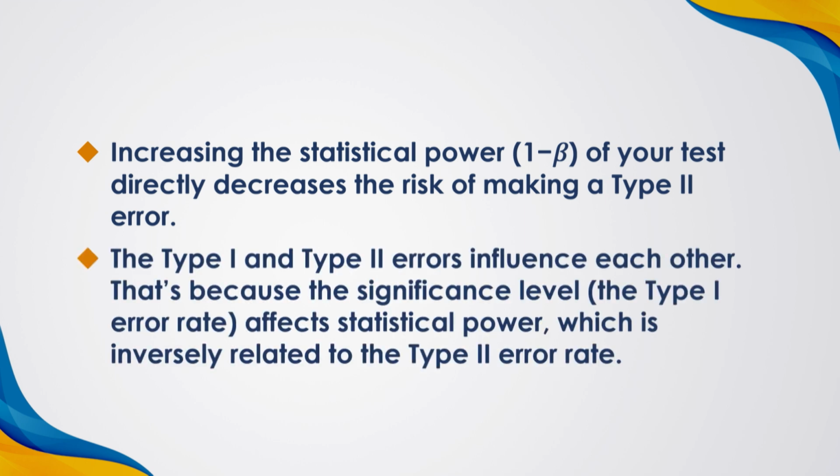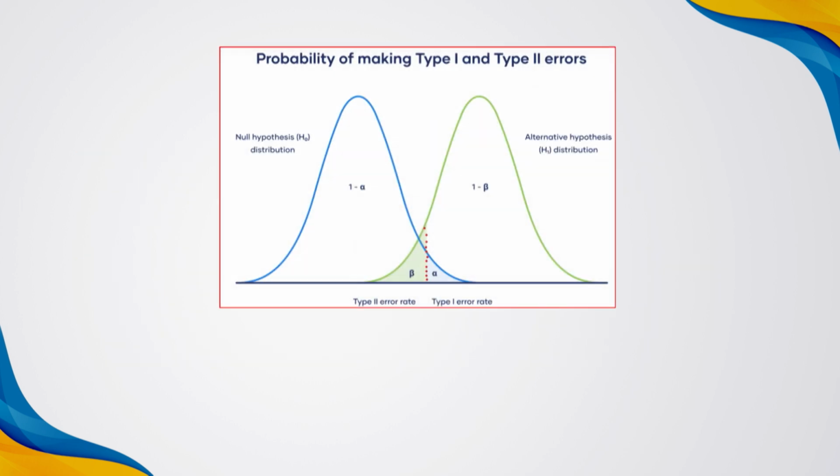Type 1 and type 2 errors influence each other. That is because the significance level, the type 1 error rate, affects the statistical power, which is inversely related to the type 2 error rate. You can see this diagram. The first curve on the left side is the normal curve for the null hypothesis. The second curve is the normal curve for the alternate hypothesis. You can see the shaded region.